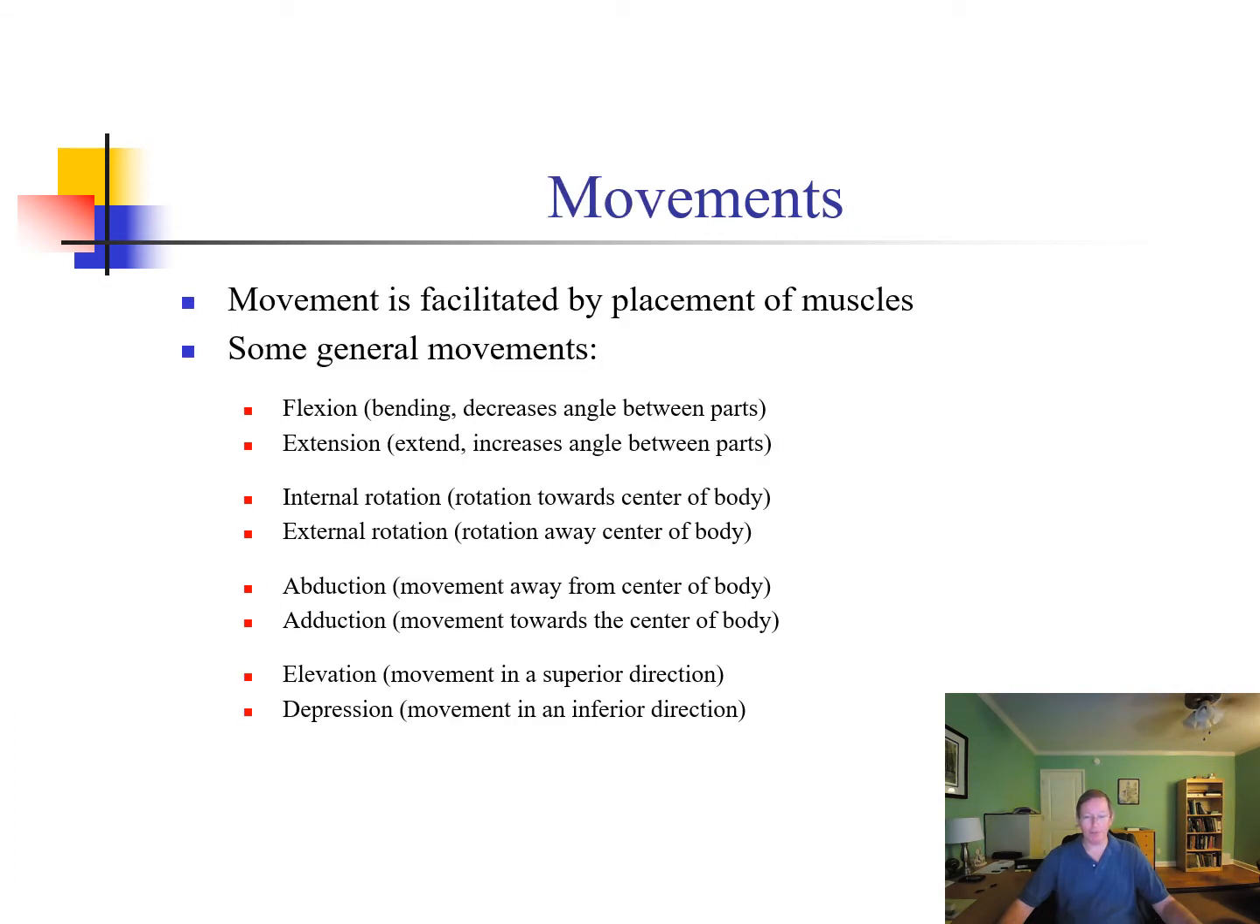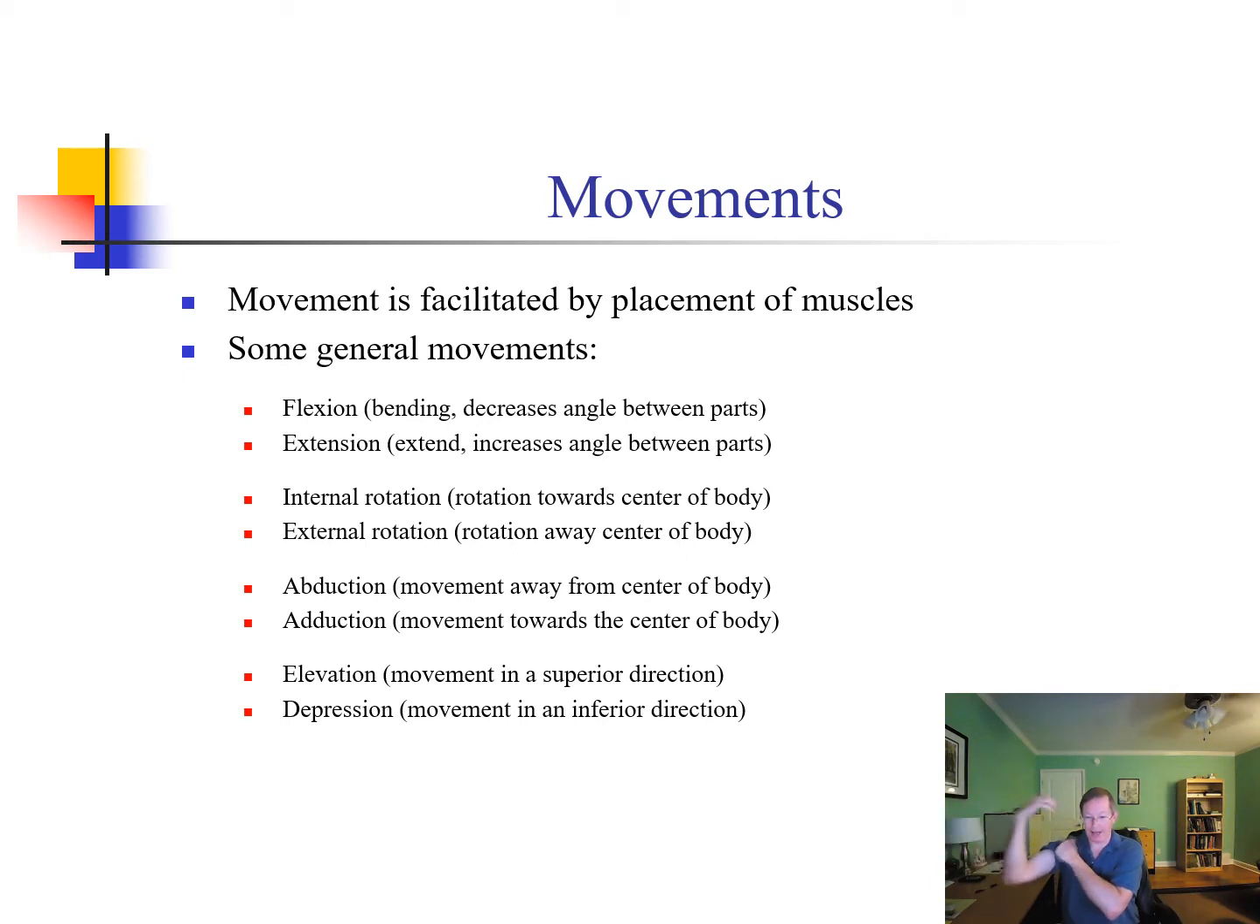Now there are several movements that skeletal muscle can actually do, and I'm going to talk about some of those and demonstrate them. But these movements are facilitated by the placement of muscles. So for example, if I look at my arm and my biceps muscle, which is located right here, that biceps muscle is connecting up here and also connecting across down here. So when I shorten that, it will cause a motion which is called flexion, which is a bending that will decrease the angle between the part of my hand as well as my shoulder.